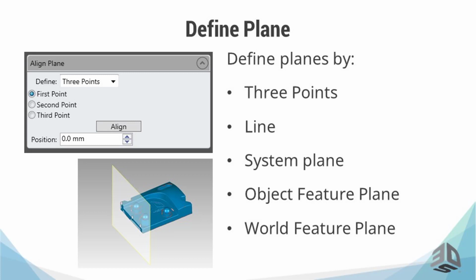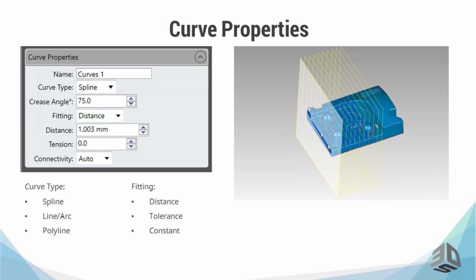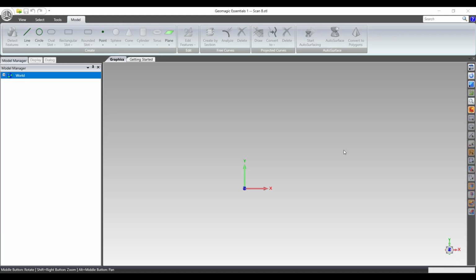There are several dialog boxes with this tool. They include the Define Plane dialog box, where you can set up your initial plane, the Multiple Sections dialog box, where you can set up the amount of sections that you want, the spacing between those sections, and the orientation. And lastly, the most important dialog box, the Curve Properties dialog box. This allows you to choose your curve type, your fitting, and your connectivity. So let's go ahead and step into the demonstration.